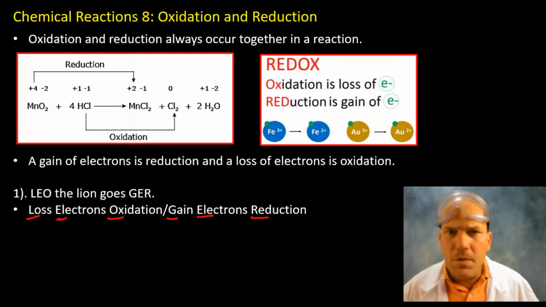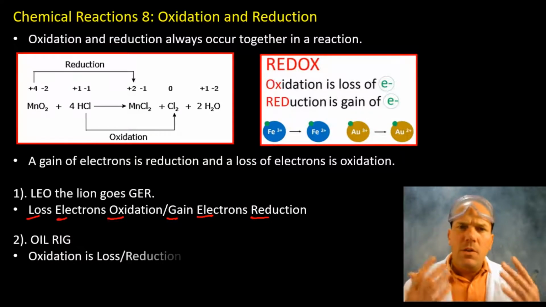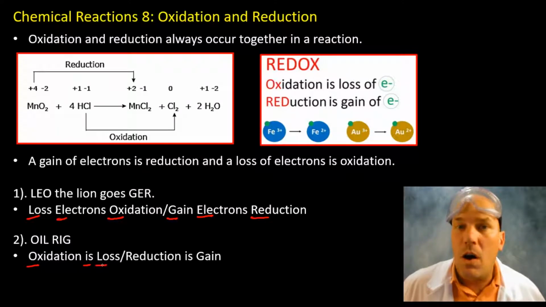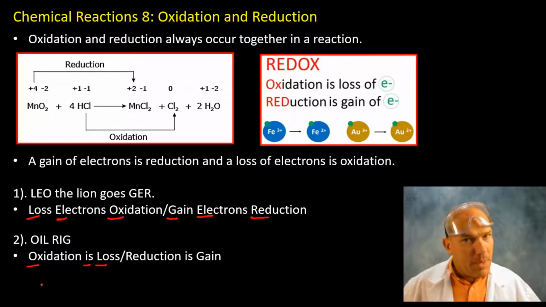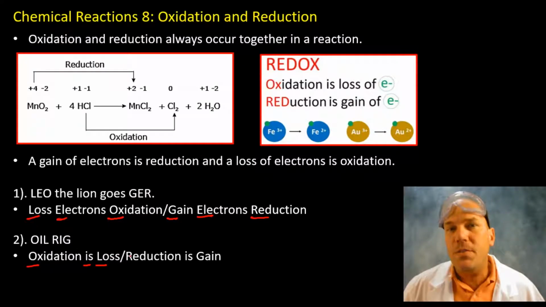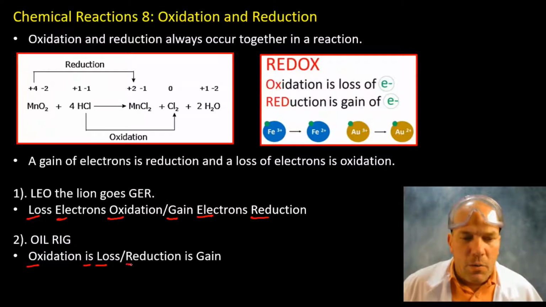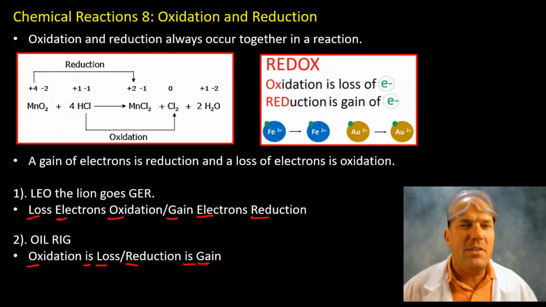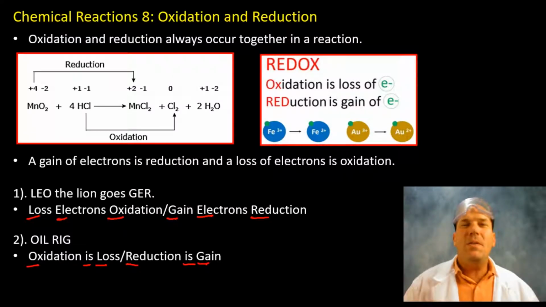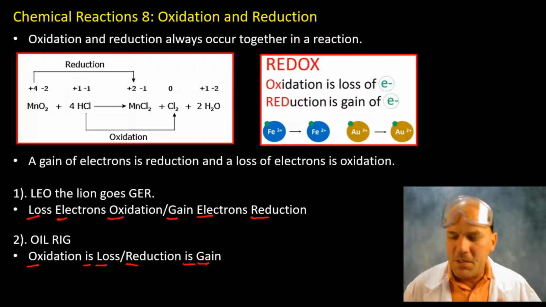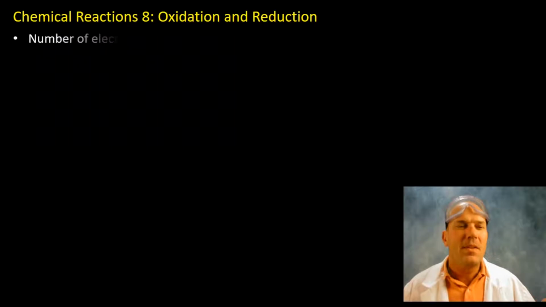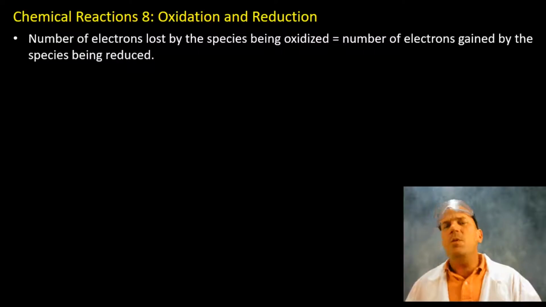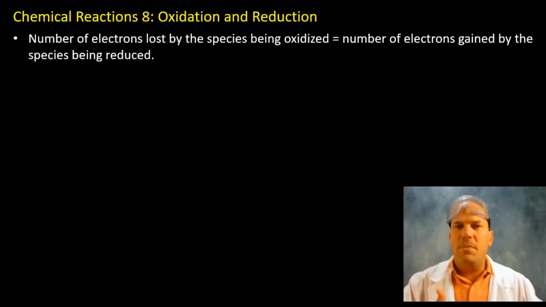Now, if that doesn't work for you, there's another mnemonic. Oil rig. Oxidation is loss of electrons. That's what we're talking about with redox, transference of electrons. And rig, reduction, is gain. So between these two mnemonics, you should be able to recall the difference between oxidation and reduction and what's occurring during each. The number of electrons lost by a species is equal to the number gained by a species.